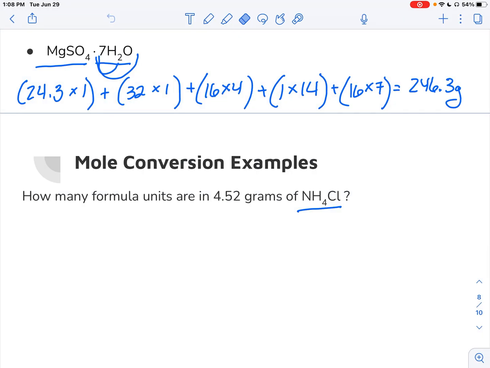So here we're looking for formula units, and we are given grams. Now, formula units are just another form of particle. Usually you'll see formula units for an ionic compound, which ammonium chloride is, and you'll see molecules for a covalent compound. People are usually more familiar with the term molecules. We tend to use it more. But if you see formula units, it's the same thing. It's just for an ionic compound.